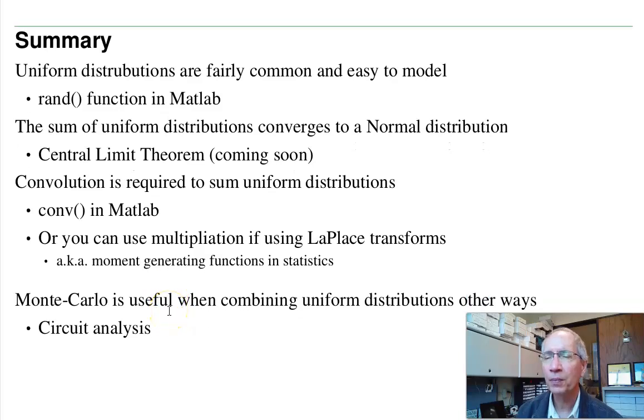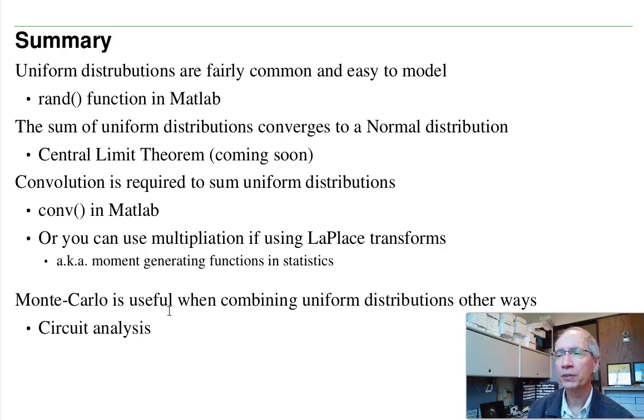So in summary, uniform distributions are fairly common and easy to model. It's the RAND function in MATLAB. That's a uniform distribution between 0 and 1. It is, well, one way to model the tolerance of a resistor, somewhere between 95% and 105% for a 5% tolerance resistor. The gain of a transistor, again, the gain is somewhere between 100 and 300 for a 3904 transistor. Those are all uniform distributions.